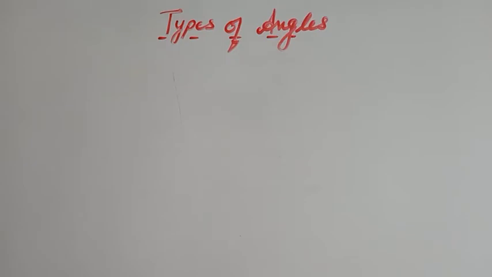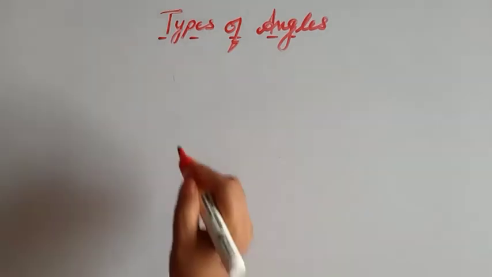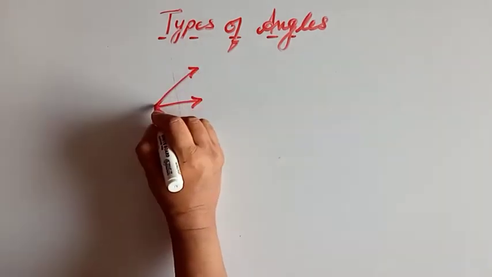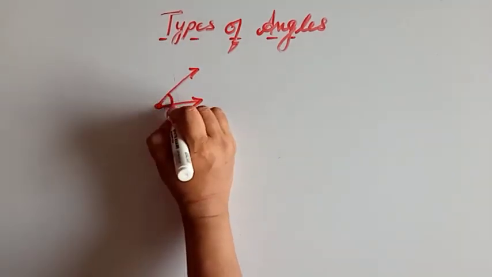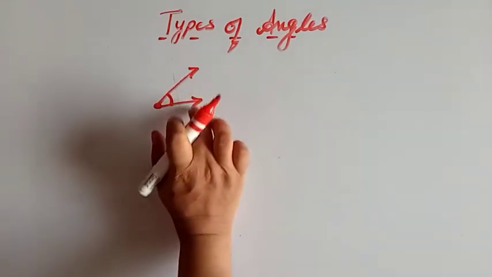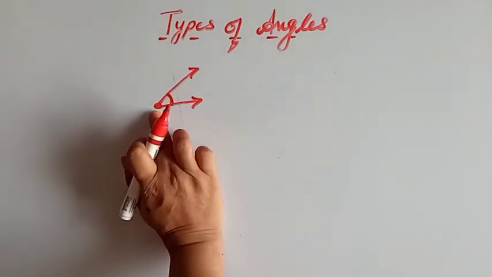Today we are going to learn about different types of angles. Before we start this chapter, we will have a quick recap about what is an angle. Now, what is an angle? When two rays have a common vertex, an angle is formed. We can say that an angle is made up of two rays with the same endpoint or a same vertex.